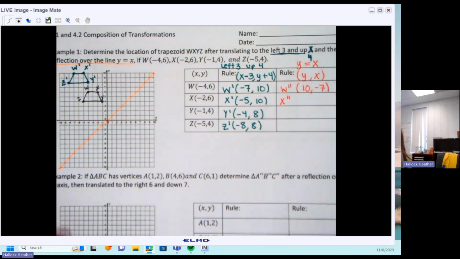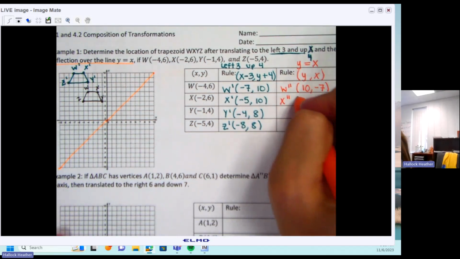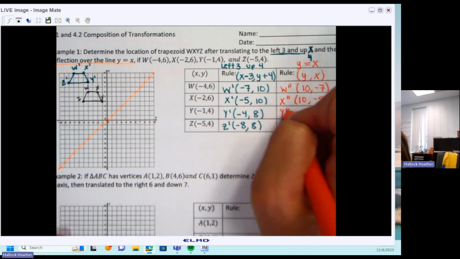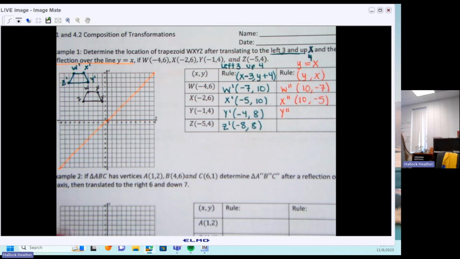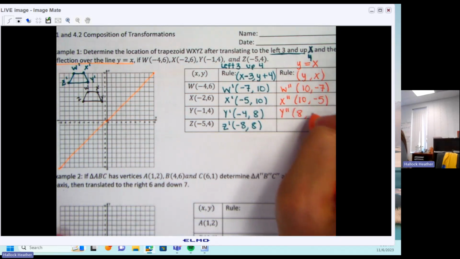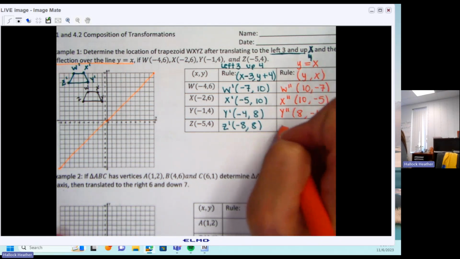W prime was at negative 5, 10. So now it's at 10, negative 5, because I'm just switching the coordinate point. Y double prime, it was at negative 4, 8. Now it's going to be at 8, negative 4. So I'm just flipping it. And then once you have it all flipped, you're going to plot your new points.